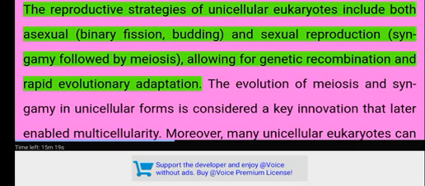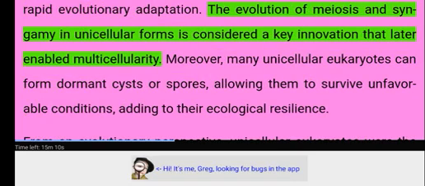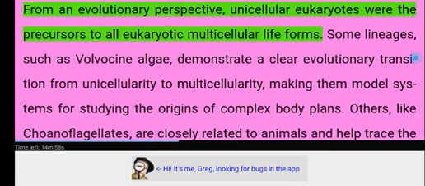The reproductive strategies of unicellular eukaryotes include both asexual, binary fission and budding, and sexual reproduction, syngamy followed by meiosis, allowing for genetic recombination and rapid evolutionary adaptation. The evolution of meiosis and syngamy in unicellular forms is considered a key innovation that later enabled multicellularity. Moreover, many unicellular eukaryotes can form dormant cysts or spores, allowing them to survive unfavorable conditions, adding to their ecological resilience. From an evolutionary perspective, unicellular eukaryotes were the precursors to all eukaryotic multicellular life forms.